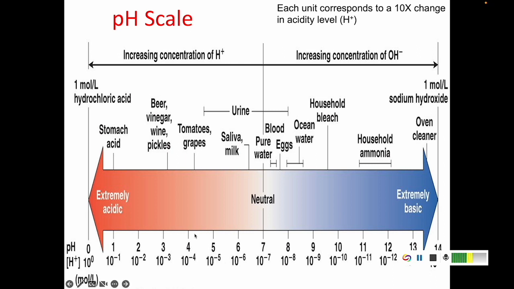Okay? So if you're moving from tomatoes, here about 4, to beer at pH of 3, which one of those has more acid? Which one of those is more acidic? So the lower number tells you it's more acidic.